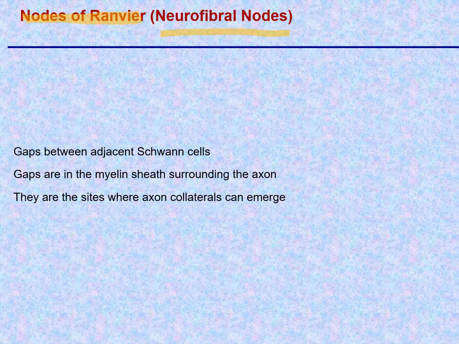Now it's possible if you have an axon like that, and Schwann cells along here, and you have nodes of Ranvier in between, it is possible to get what are called nerve collaterals at times, growing out of these areas, but that's fairly rare, but that's where they would come out of.